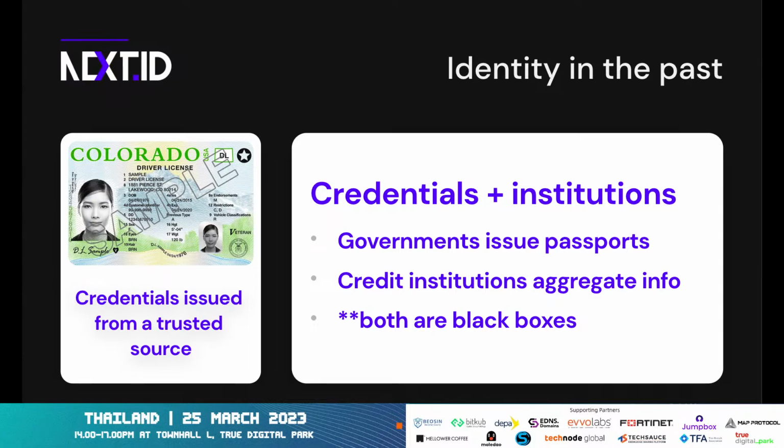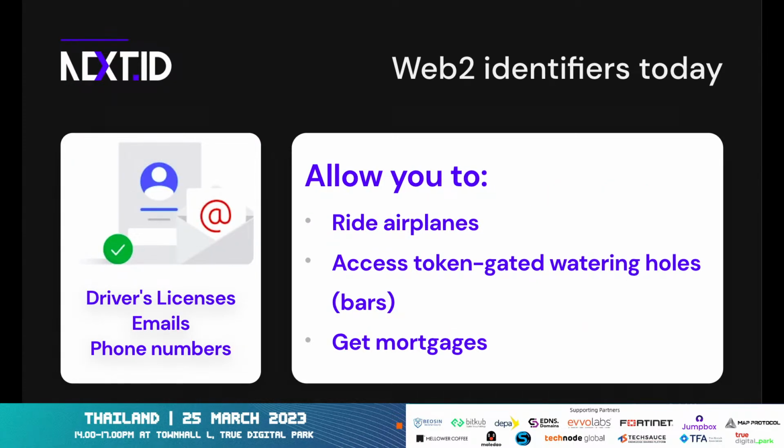It's credentials issued by governments, as we all know, and it's governed and managed by accredited institutions. But all of these are behind the back. They are black boxes. We wouldn't know what's happening out there, and we are bearing the attacks from there. Then by using those identifiers, you'll be able to do things, right? Living as a human being, right? Airplanes, get your mortgages, etc.